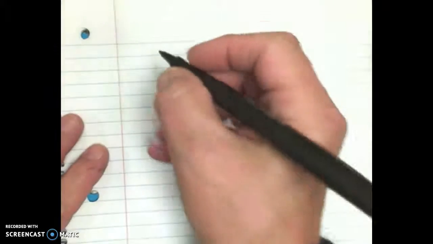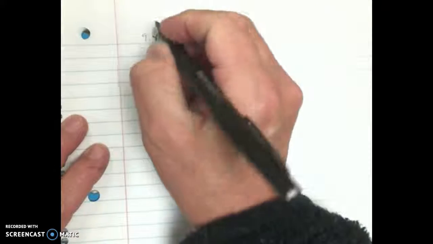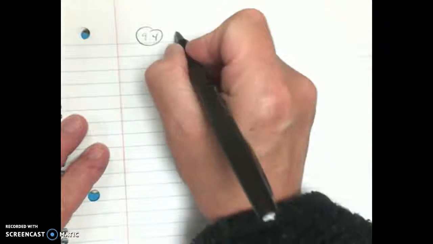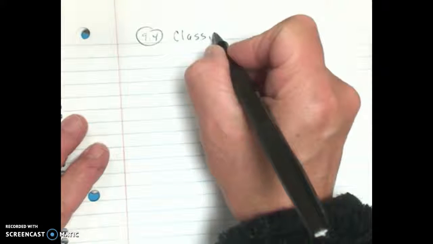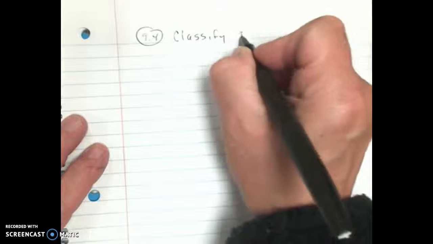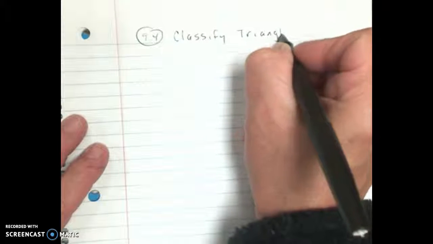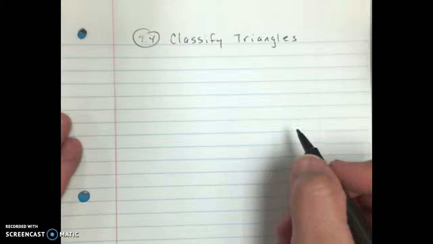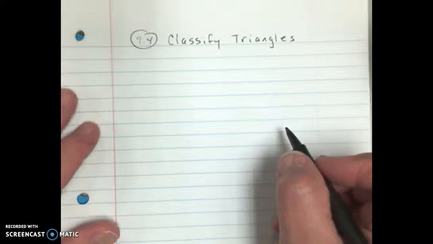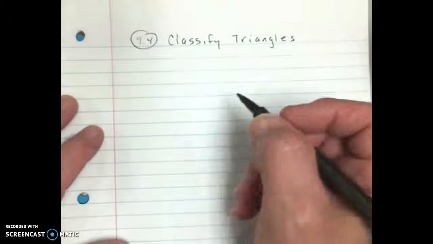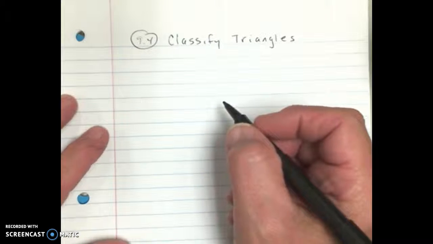Okay, today we're going to begin with lesson 9.4. So let's go with 9.4, and we are going to be classifying triangles. So at the top of your paper, put down classify triangles. Now you can go back and forth from your flashcards. You'll have this information also in flashcards, but for right now, we're going to go through a review of the different kinds of triangles.